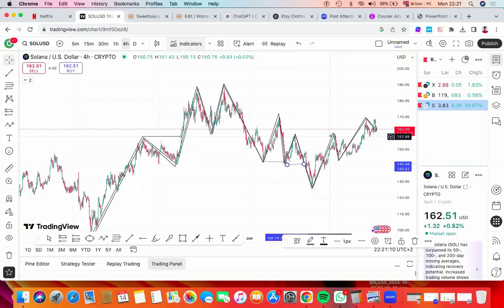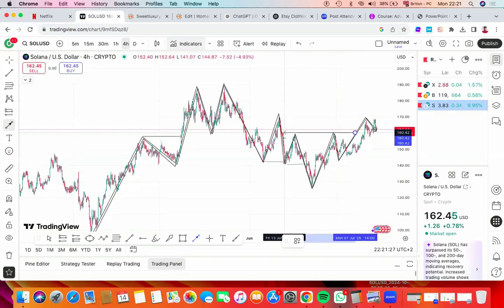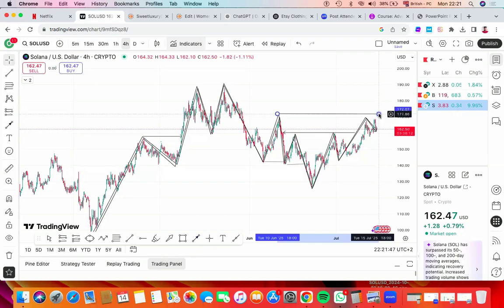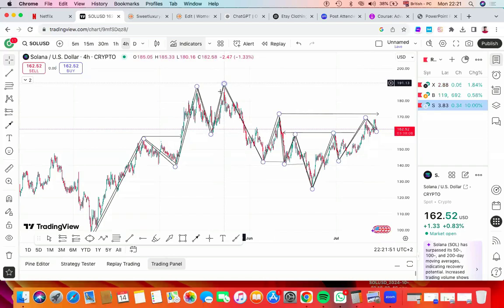And then all of a sudden, there was a pullback that broke this structure. This pullback leg here that broke this structure here. But still, we are still in the downtrend because why? You see, this structure here hasn't been broken yet. We have this structure that hasn't been broken. And then we also have this structure up here that hasn't been broken. Okay.